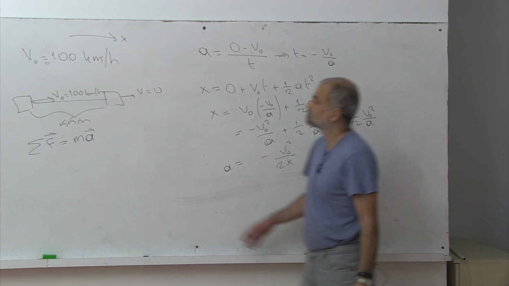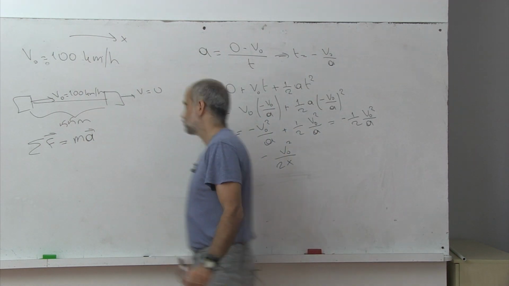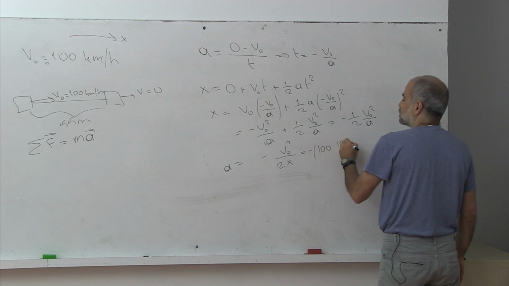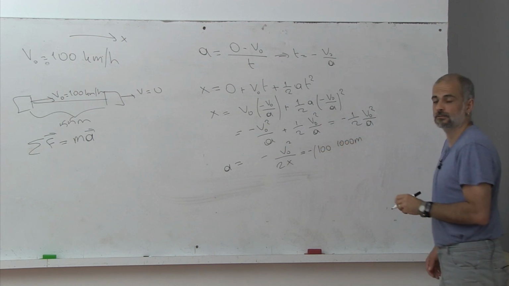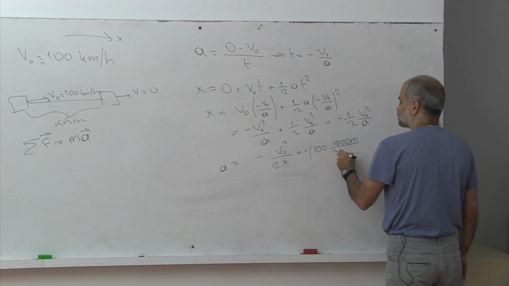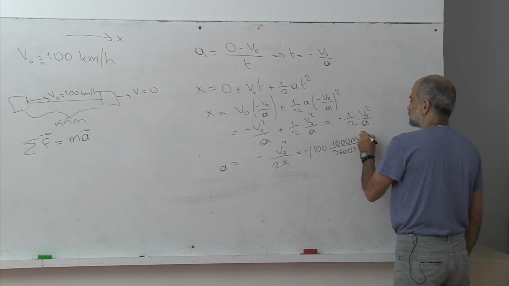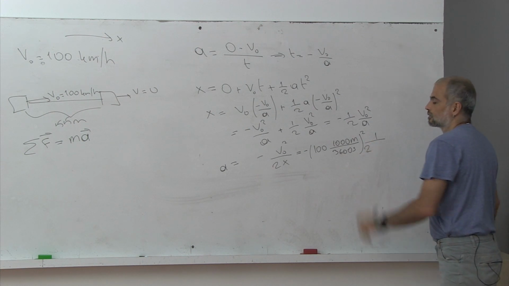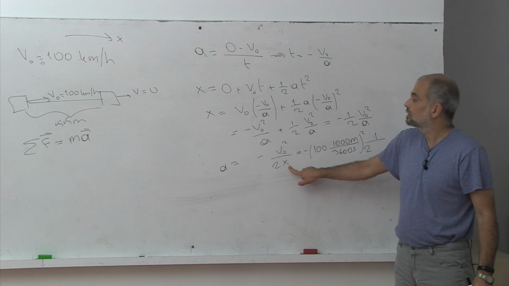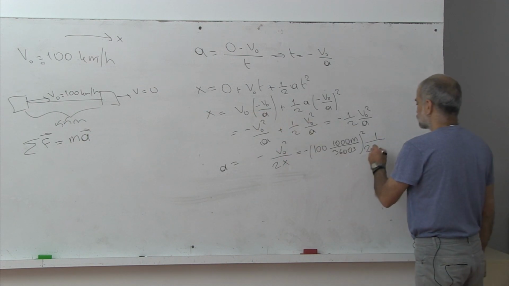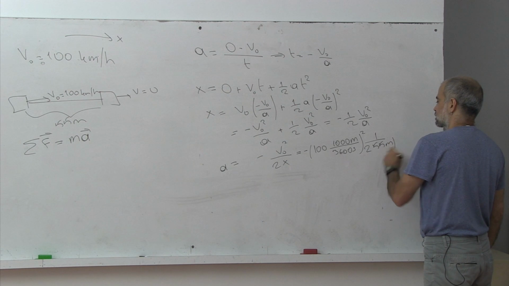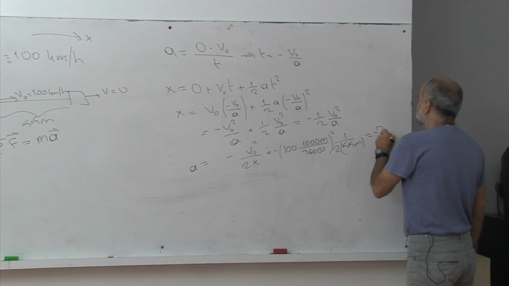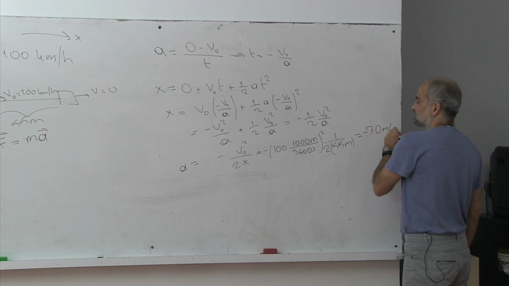We know v0, it is 100 kilometers per hour, minus 100 times 1 kilometer is 1,000 meters, 1 hour is 3,600 seconds, squared. This is our v0 squared. 1 over 2, well, x is 55 meters. So the acceleration of the object will be minus 7.0 meters per second squared.